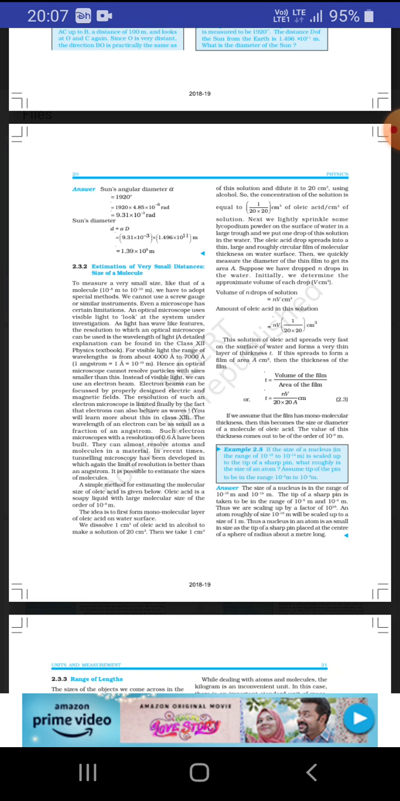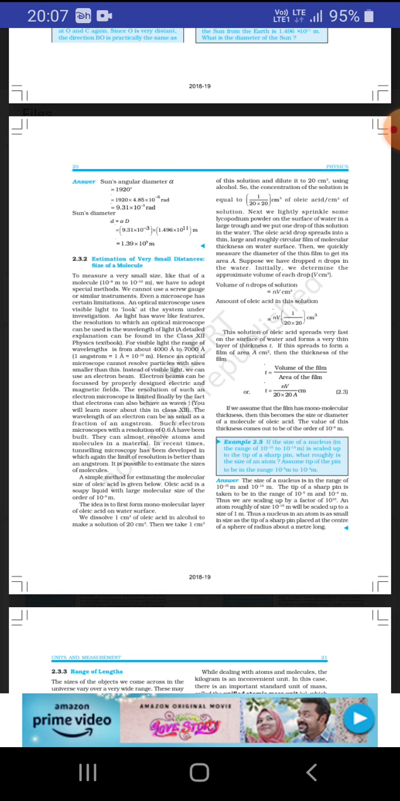A simple method of estimating the molecule size of oleic acid is given below. Oleic acid is the soapy liquid that we use, which has large molecules, with a molecule length of the order of 10 to the power minus 9 meter. They have explained it like that.